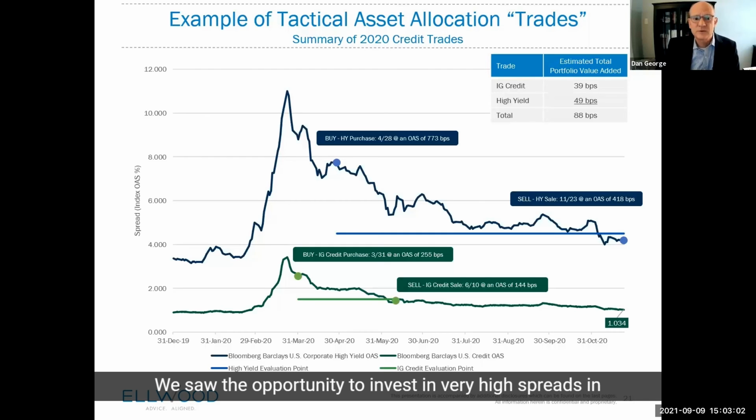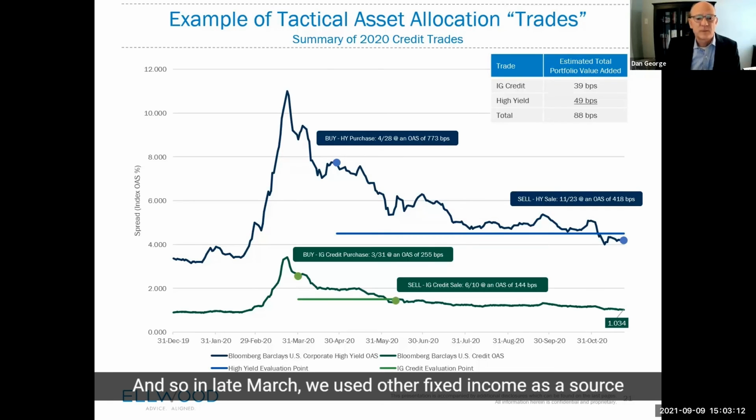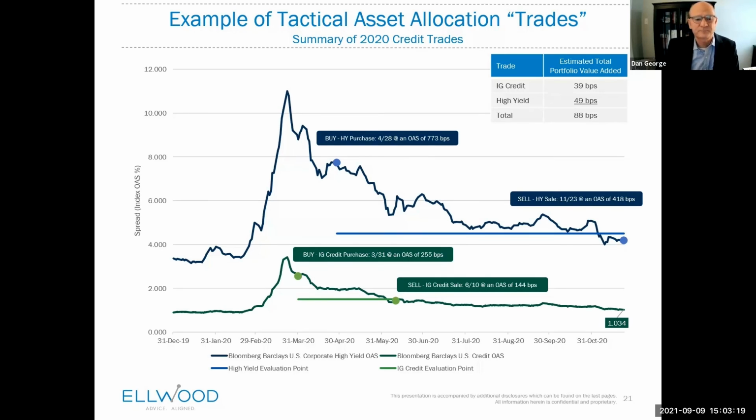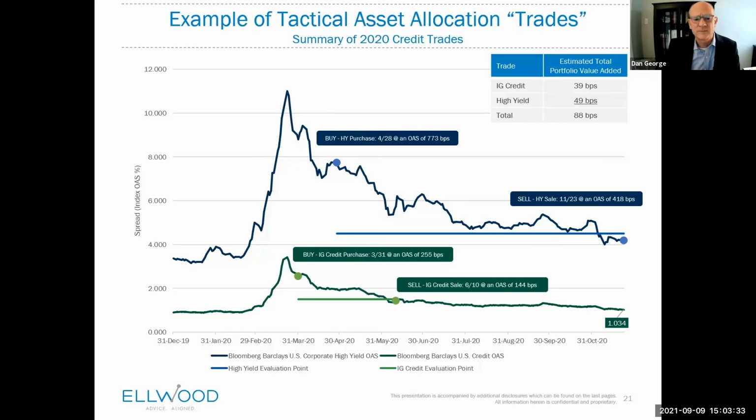We saw the opportunity to invest at very high spreads in securities that we thought were money good. These are investment grade credit bonds. And so in late March, we used other fixed income as a source of funds and invested solely in investment grade credit. When spreads were at 2.55% versus treasuries, our target was about a 1.45% spread versus treasuries. And we see that just a few months later, that spread occurred and we unwound the trade.